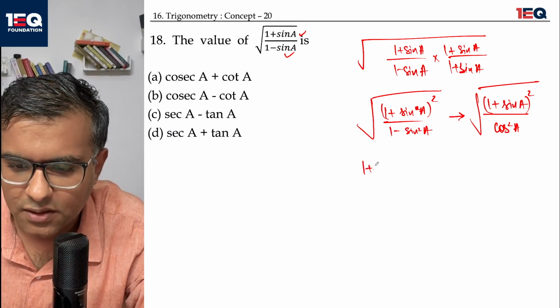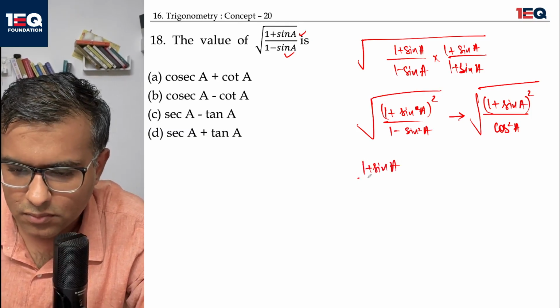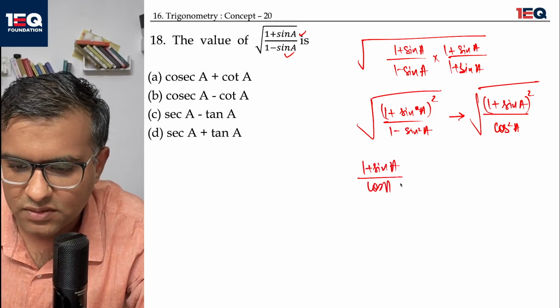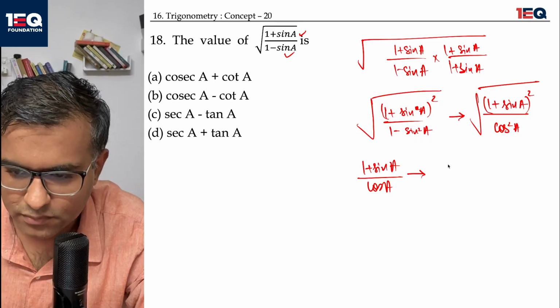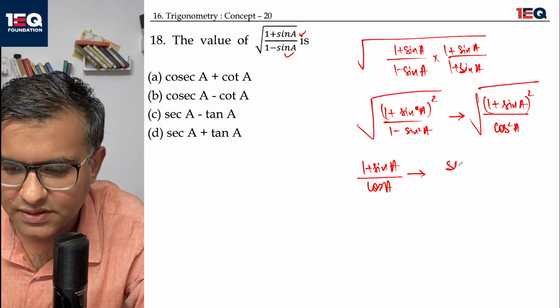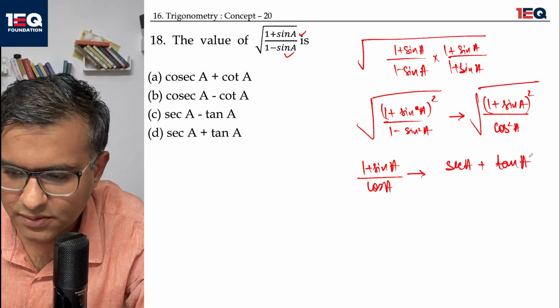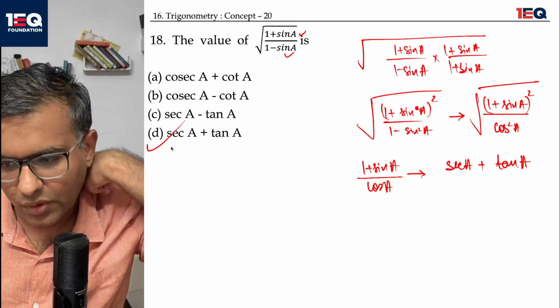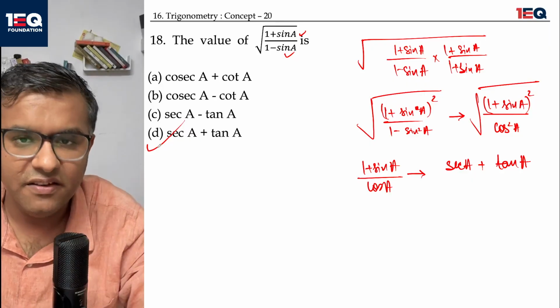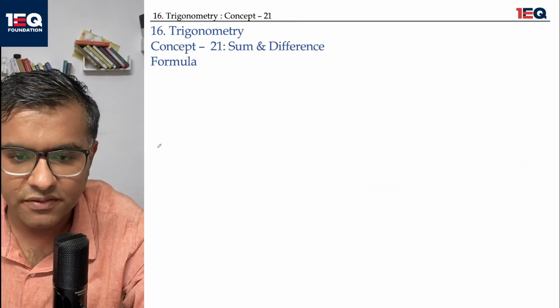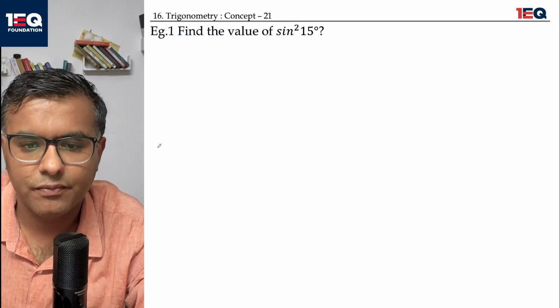1 plus sine a over cos a. This is my semi-final answer, and my final answer is sec a plus tan a. Okay, so the fourth option is my final answer. Good enough. Let's move on.